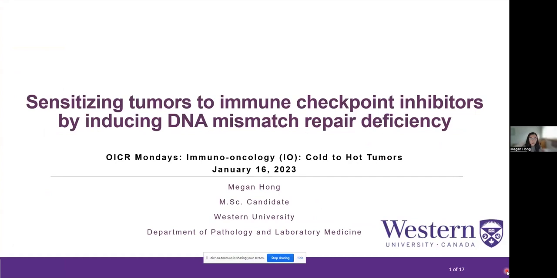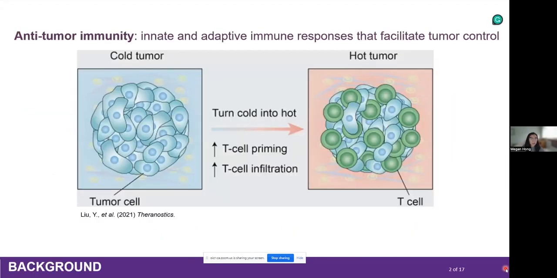So as Dr. Maleki mentioned, I will be talking about how tumors can be sensitized to immune checkpoint inhibitors by inducing DNA mismatch repair deficiency. So to start off with, anti-tumor immunity refers to innate and adaptive immune responses that facilitate tumor control.